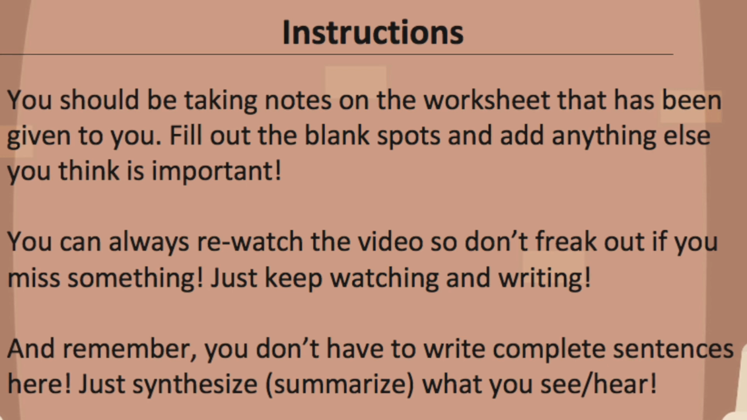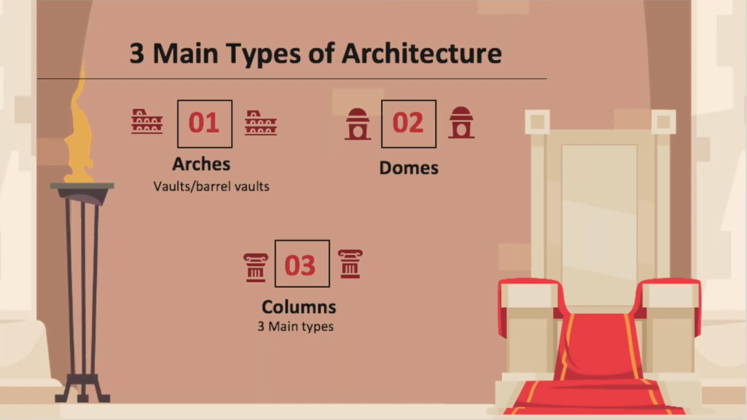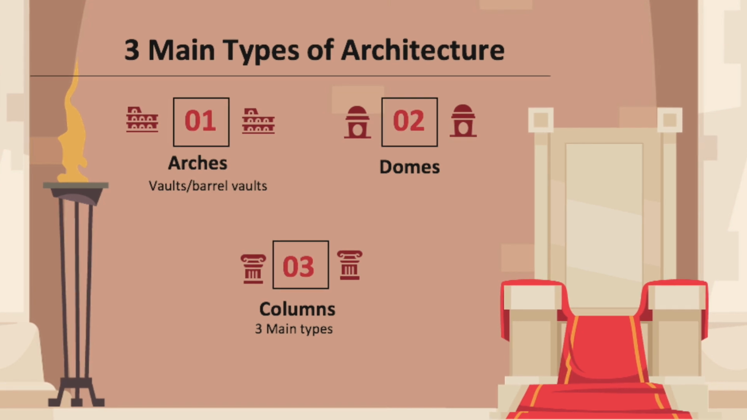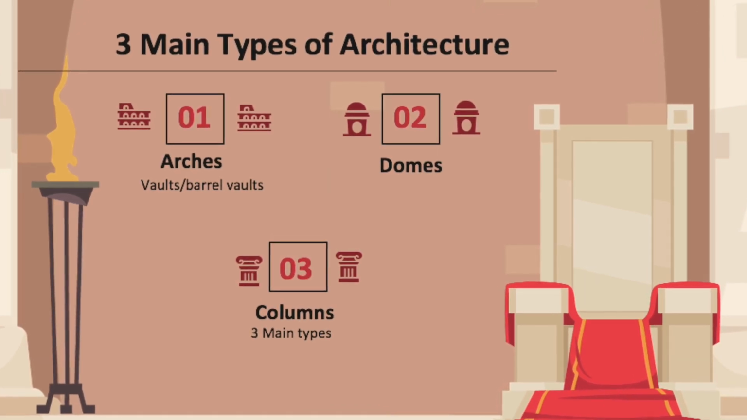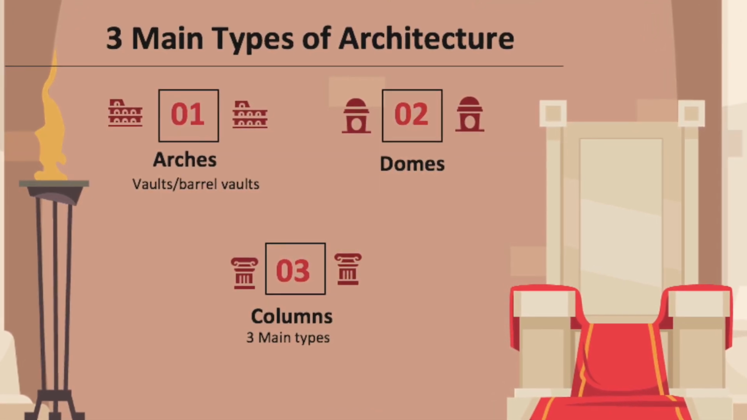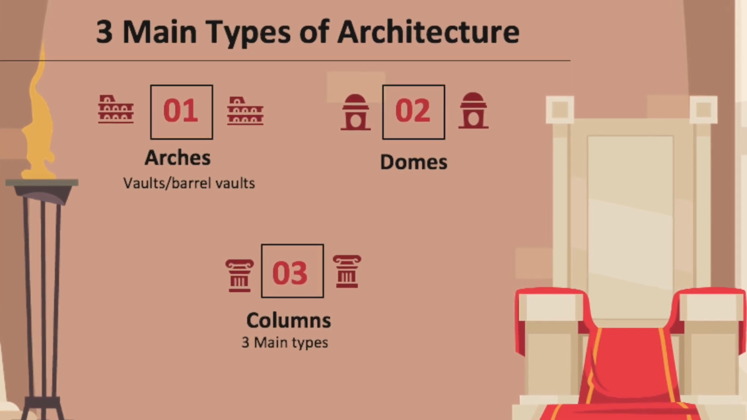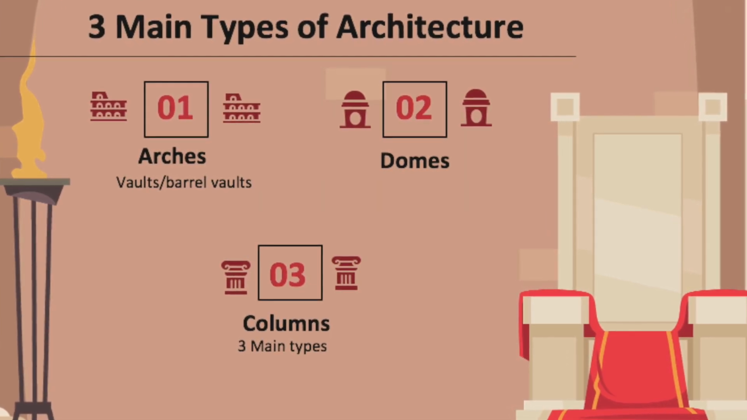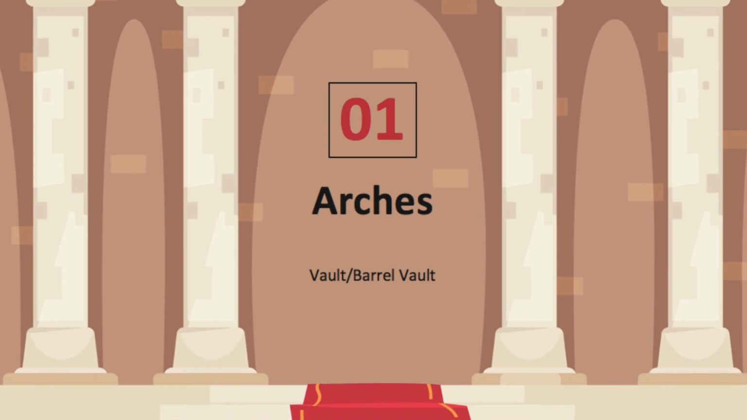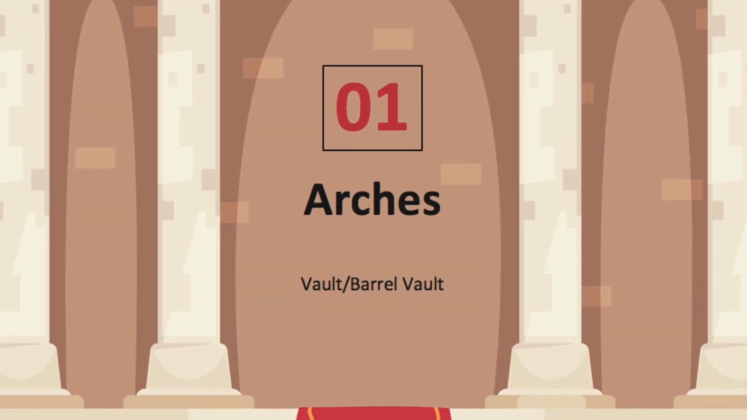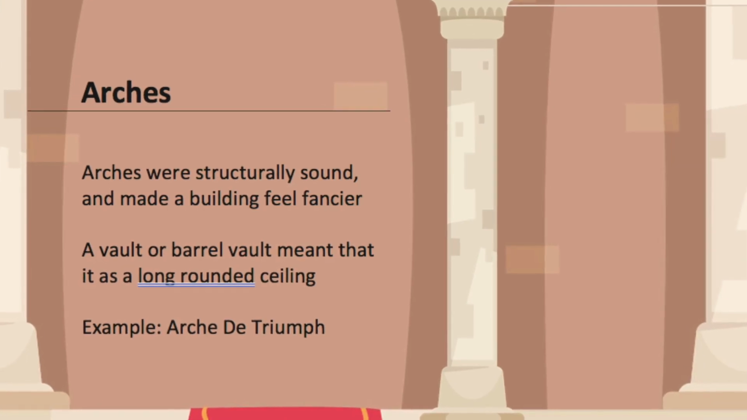So let's get started. Ancient Roman architecture. There are three main characteristics of the architecture. Number one is the arches. Arches use less material. Excuse me. They're beautiful and they're structurally sound.